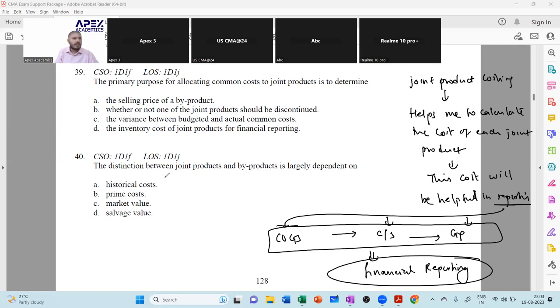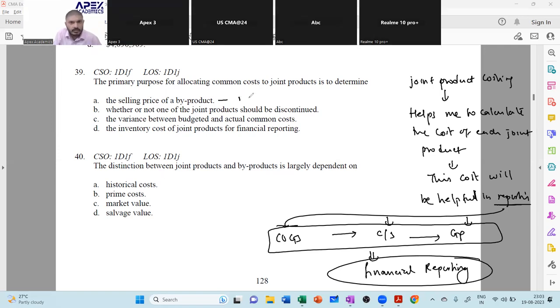In the financial report. To determine the selling price of a byproduct? No. Joint product cost has nothing to do with the cost of a byproduct. Whether or not one of the joint products should be discontinued is a management decision. The cost is not going to be the only factor. Selling price, market demand, everything has to be considered. The variance between budgeted and actual common costs? No, you don't do joint product costing for that. Joint product costing is the actual product cost, basically.